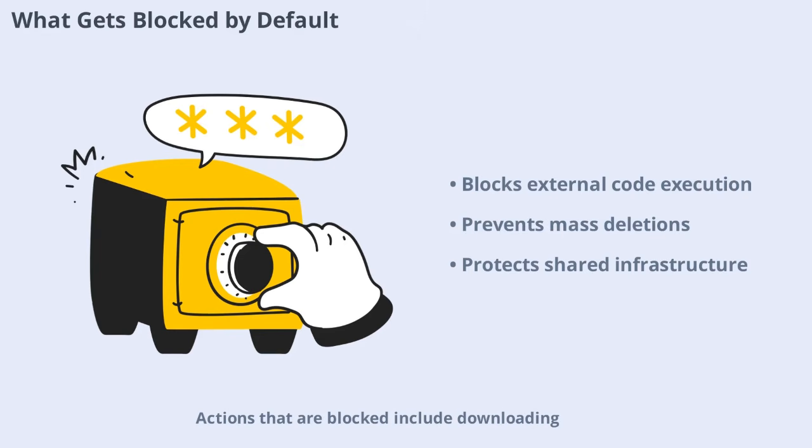Actions that are blocked include downloading and executing code from the internet, sending sensitive data to external endpoints, production deploys, mass deletions on cloud storage, granting permissions, modifying shared infrastructure, destroying pre-existing files, and destructive Git operations like force push. These rules are designed to protect your projects from accidental or malicious damage.